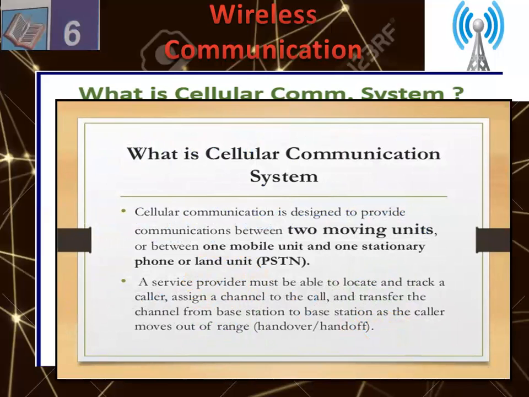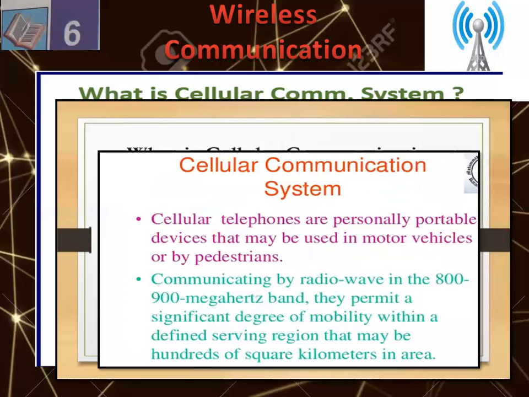Cellular communication is designed to provide communication between two moving units, or between one mobile unit and one stationary phone or land unit. The service provider must be able to locate and track a caller, assign a channel to the call, and transfer the channel from base station to base station as the caller moves out of range: handover and handoff.